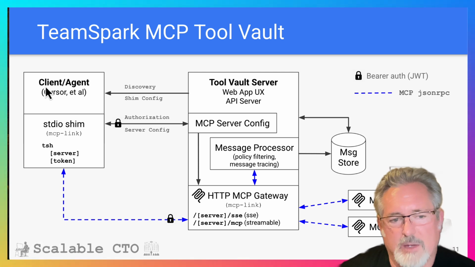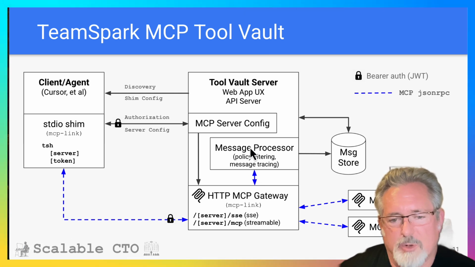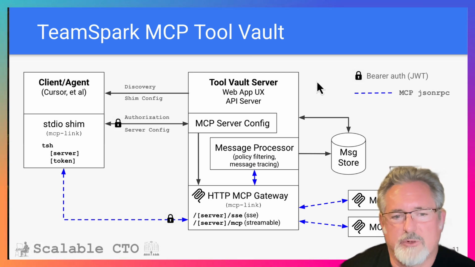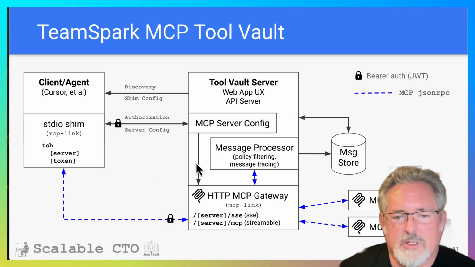And when it then starts passing messages back and forth, it thinks it's just talking to the standard I/O shim. It's actually going through the gateway. The gateway is passing those messages through a message processor, which is doing message tracing, storing copies of the message, applying policy filtering to the messages, and then sending them on to the server. And then the same thing happens in reverse. The server responds, goes back through the message processor, and then back to the client. So pretty straightforward. It's kind of a forward proxy, reverse proxy combination, where we're sitting in the middle as this gateway, applying policies to all the messages, and trying to do it in as secure a way as possible.